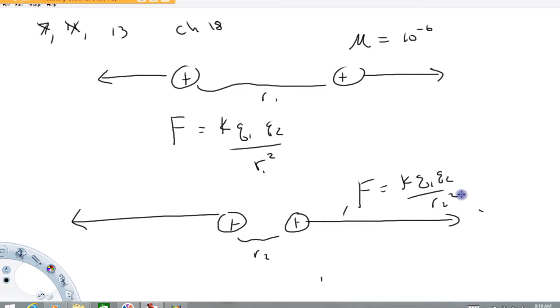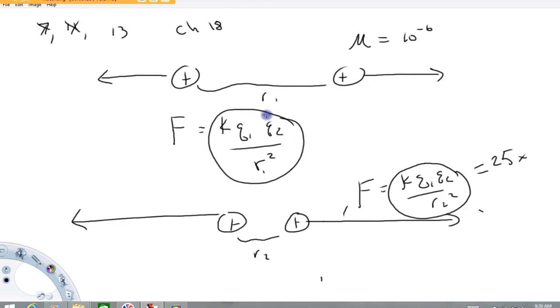And it says that the new force is 25 times the old force. And what that'll allow us to do is write a quick equation here. Set this equal to 25 times this. And what will happen is the K's and the Q's will all divide out, and you'll get an equation here between R2 and R1. Right, that should be enough on number 13.